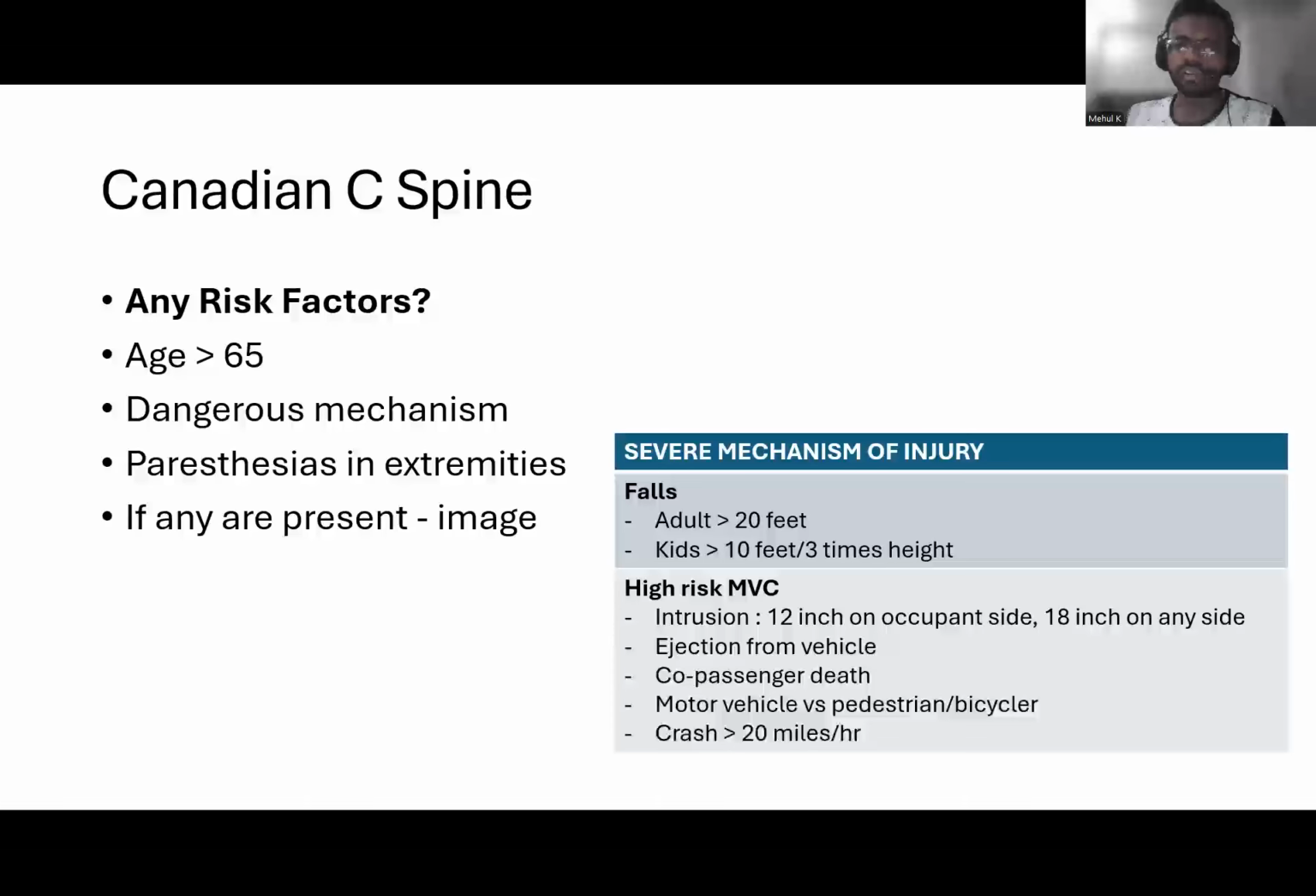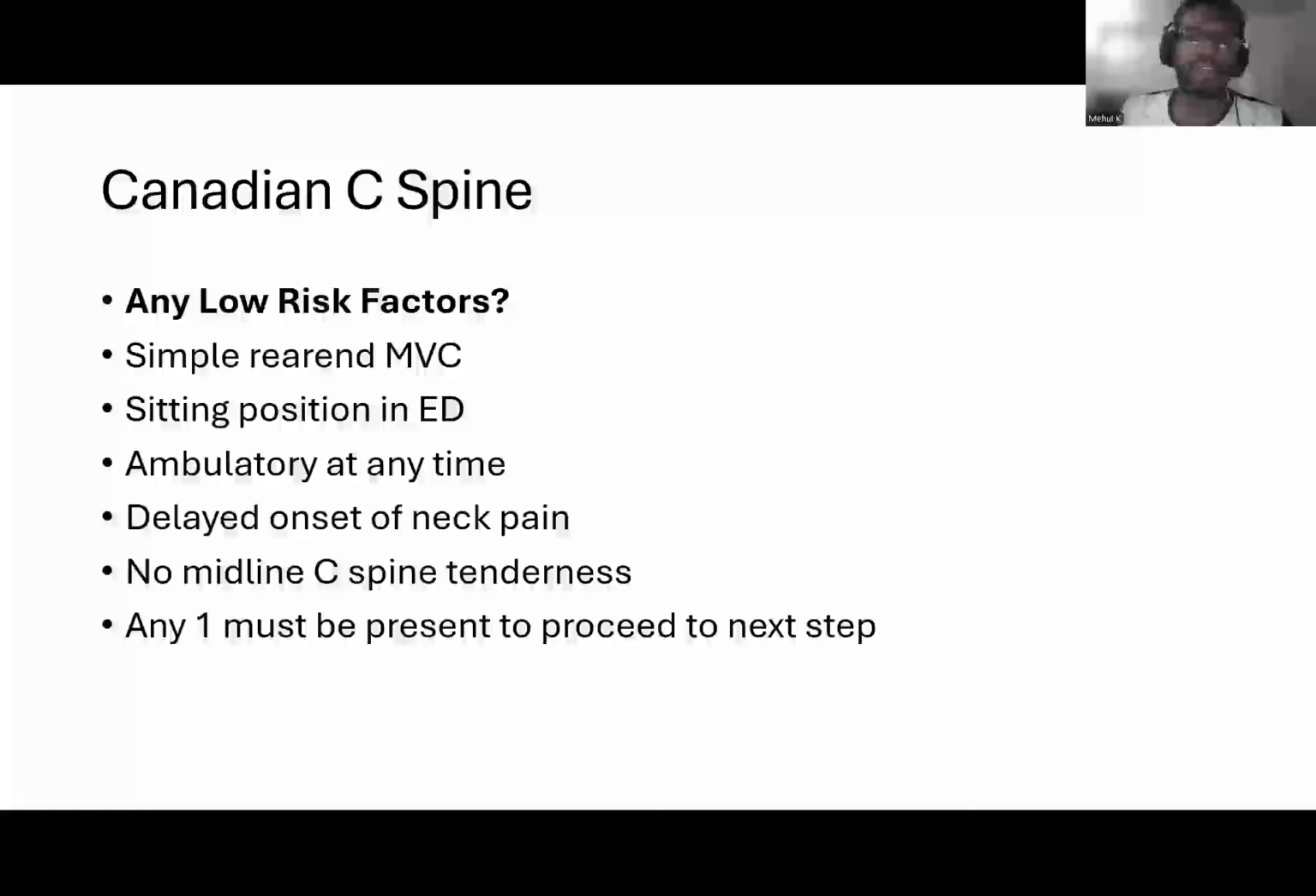Ejection from the vehicle, always dangerous. Passenger death, always dangerous. And those patients are always triaged red, no matter how well they seem. Motor vehicle versus a pedestrian or bicycle, so a bicycle or pedestrian getting hit by a motor vehicle, always dangerous. And a crash more than 20 miles per hour, as far as the Canadian C-spine rule goes. So these count as dangerous mechanisms of injury, and these are where C-spine imaging is indicated.